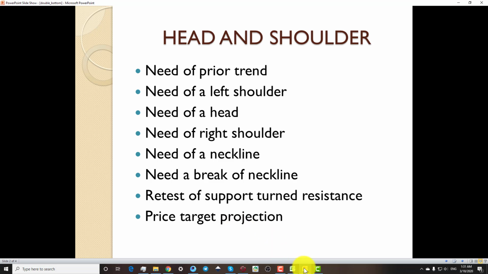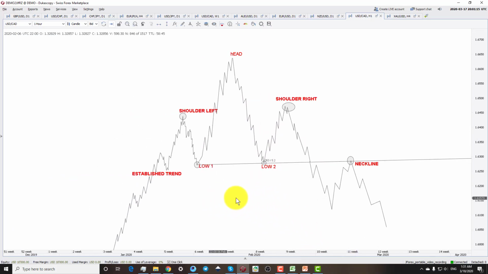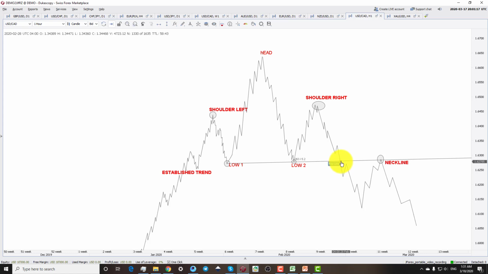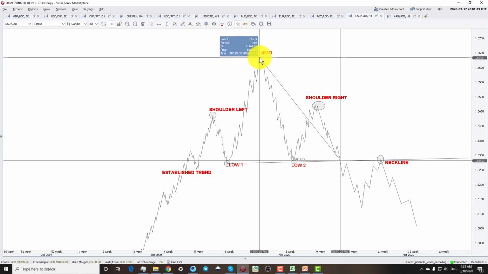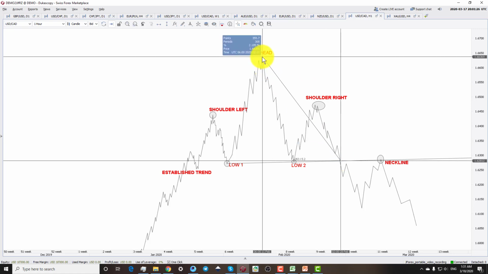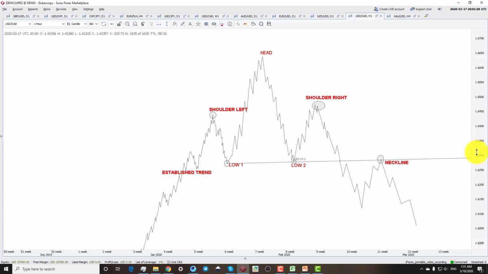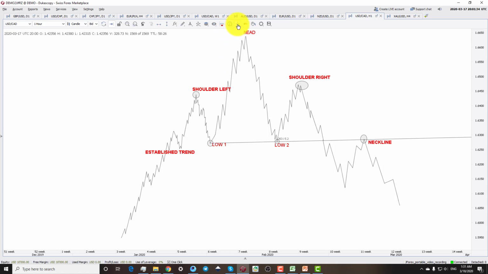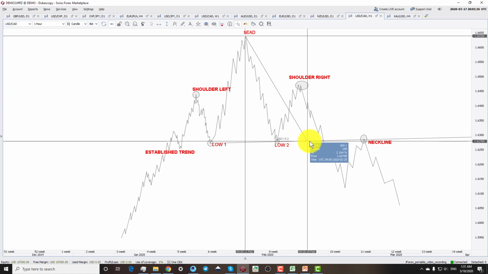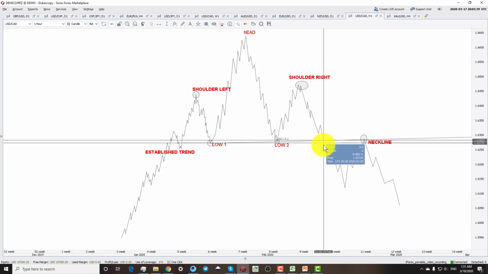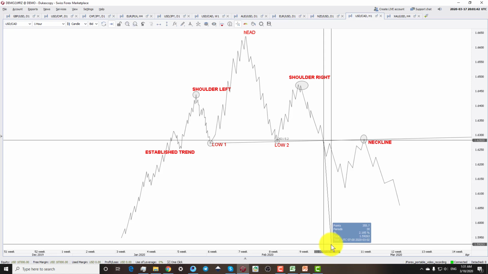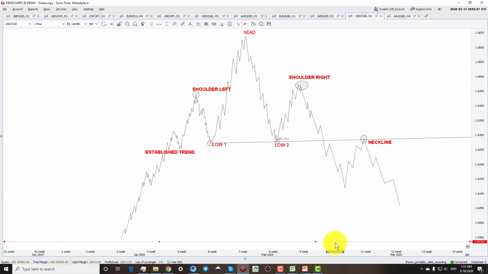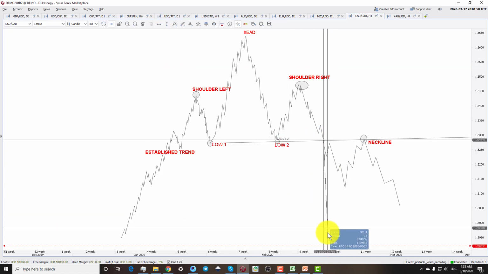Now, price target projection. How will you project the price target, friend? It is very easy. From the place of the break of the neckline, you mark how many points there are till the head. Till the head there are 355 points, and to the downside we will have 355 points. It is very simple. 355 points here at the break, so from here we will measure 355 points, and that will be our target. So this will be our target. Fair enough. 355 points.